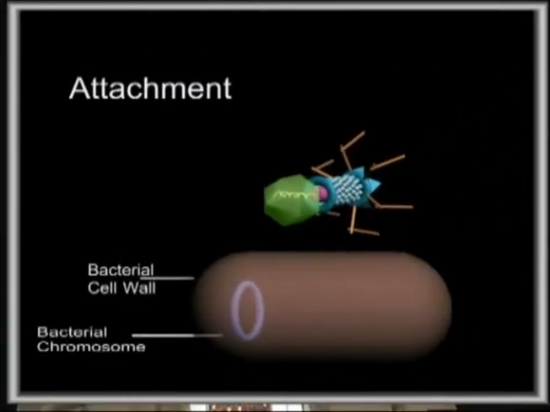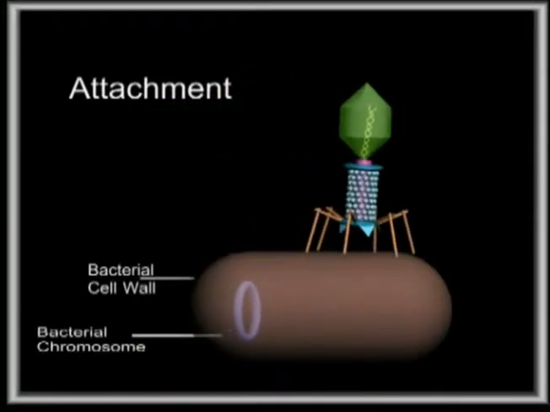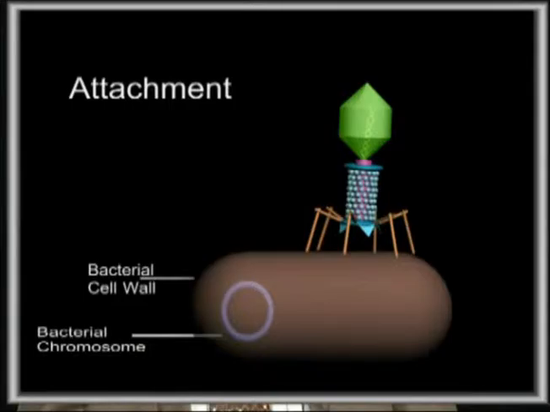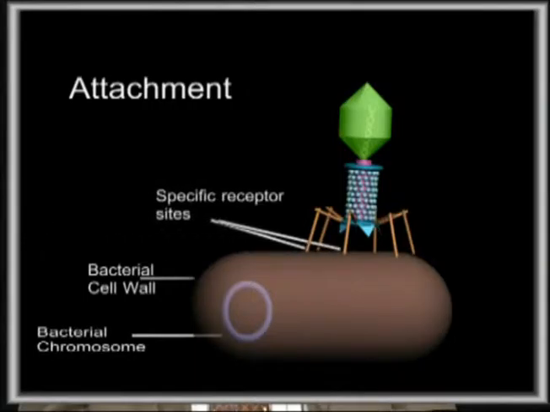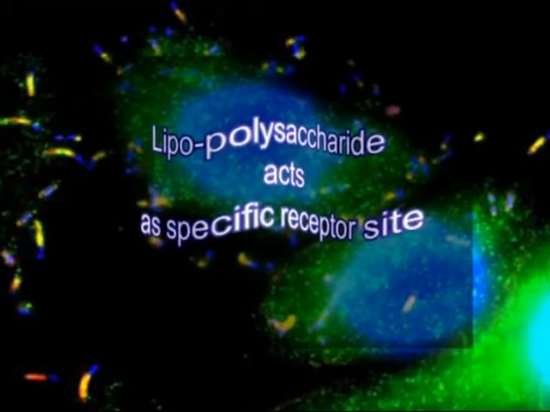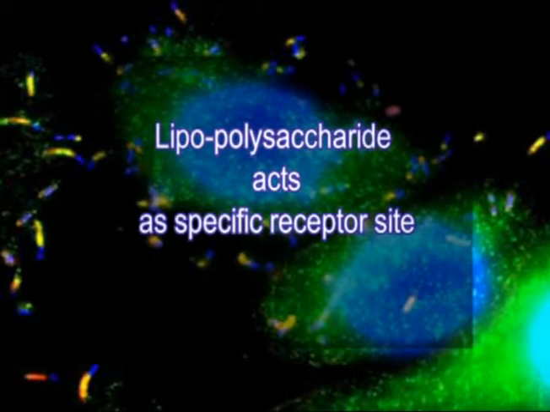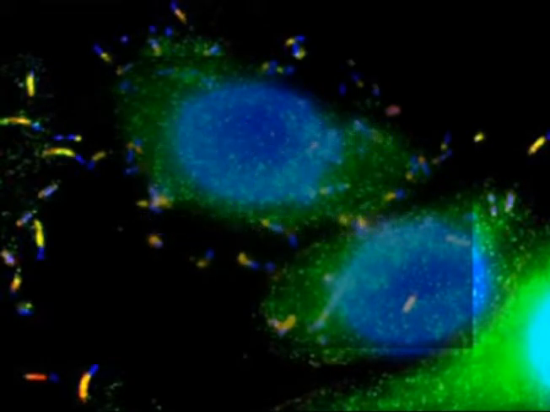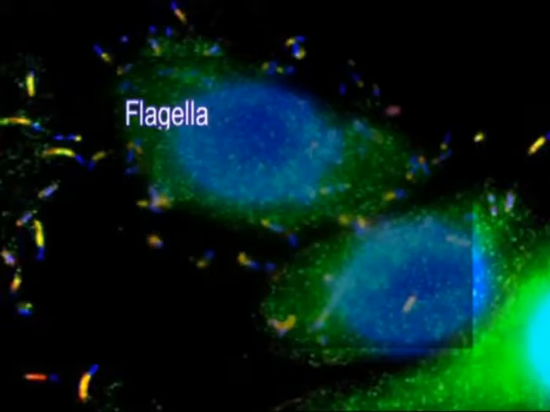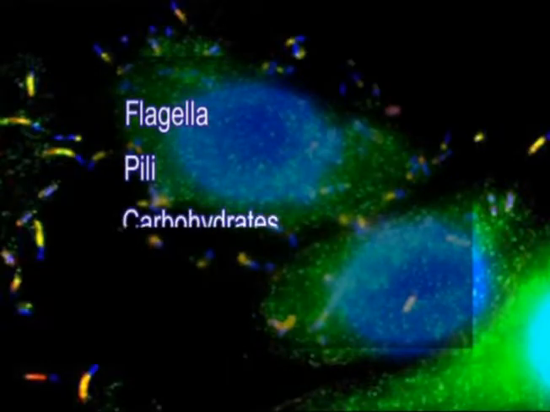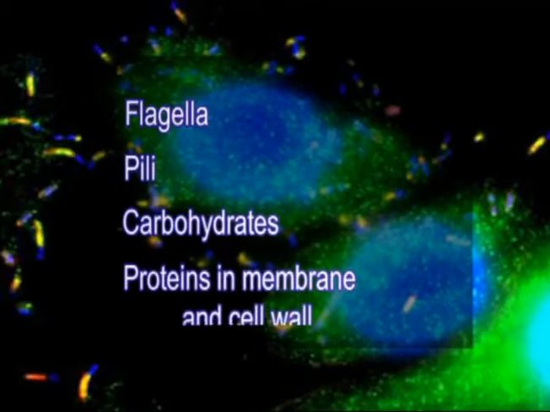Attachment. As a result of chance collision between phage particles and bacteria, attachment or adsorption occurs. The tip of the virus tail becomes attached to the cell via specific receptor sites on the cell surface. T4 bacteriophages use tail fibers as attachment sites. The specific receptor site of the bacterium is part of lipopolysaccharide. Although any surface structure can function as a specific phage receptor, including flagella, pili, carbohydrates, and proteins in the membrane and cell wall.